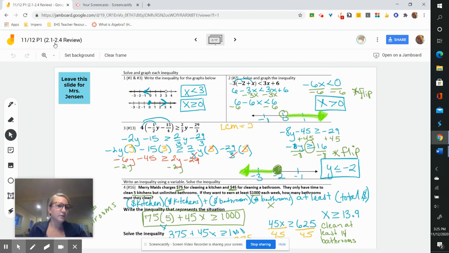That's it for our 2-1 to 2-4 summative test review. These are the problems we completed on the Jamboard in class.